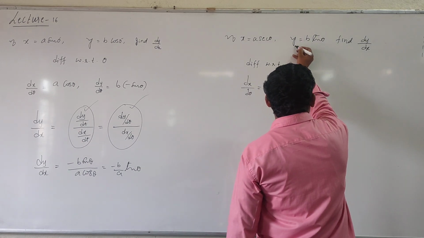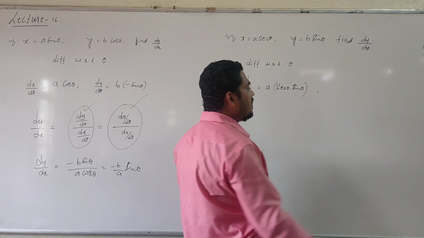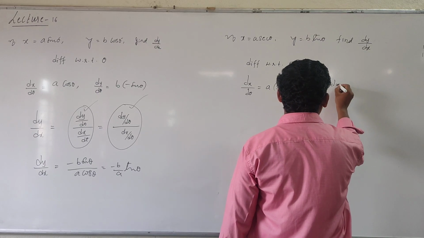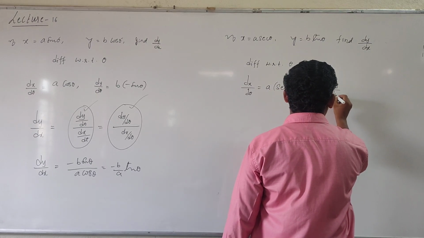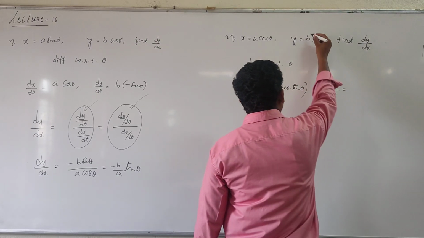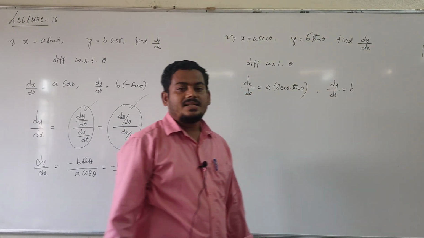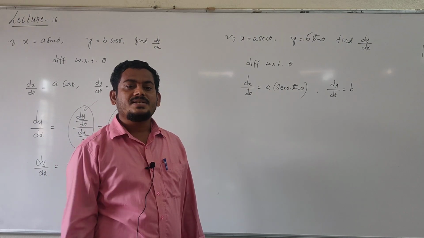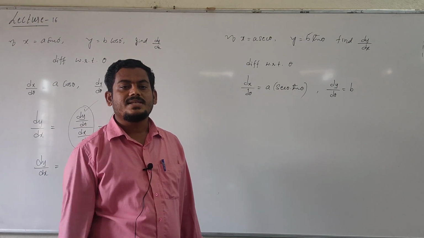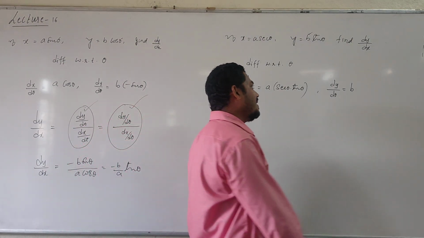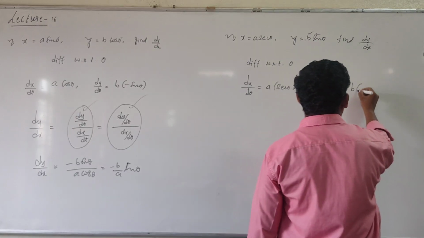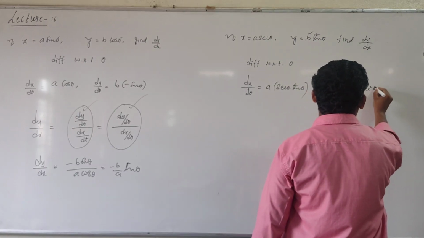Similarly, differentiate y with respect to theta, then it will be dy by d theta. What is dy by d theta? B is a constant. B as it is. What is tan x differentiation? Tan x differentiation is secant square x. Similarly, tan theta differentiation with respect to theta is secant square theta.